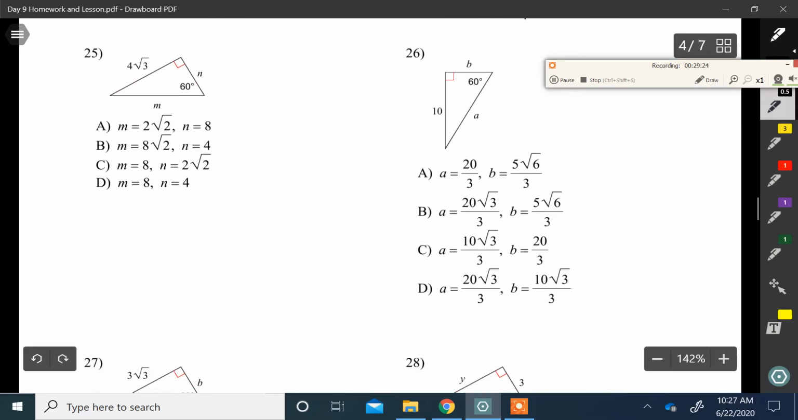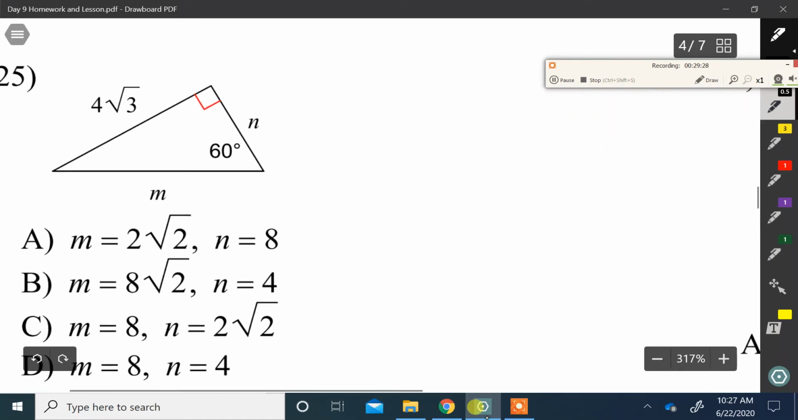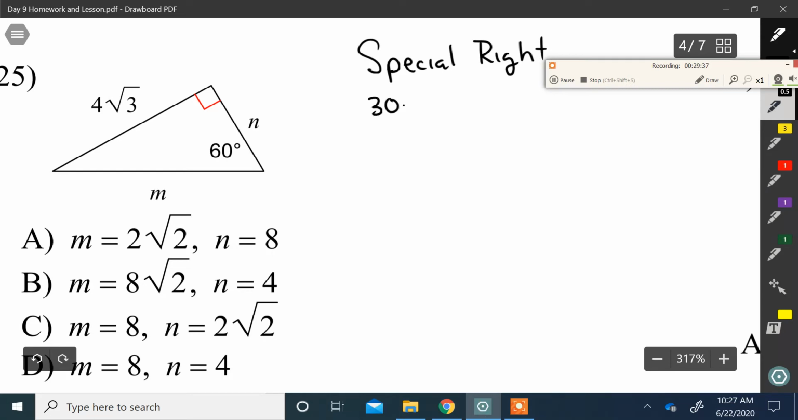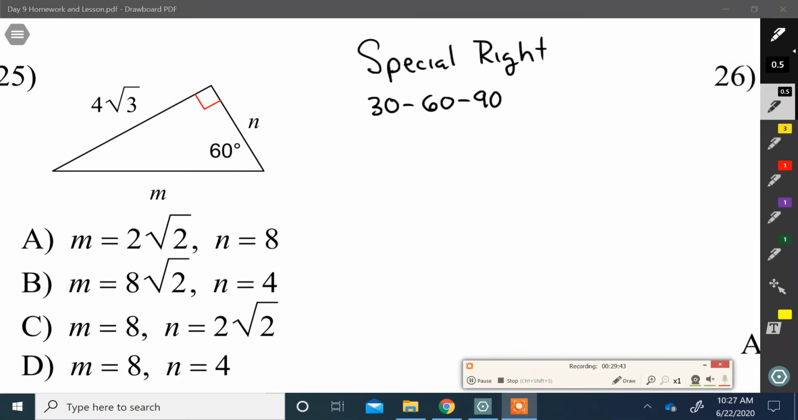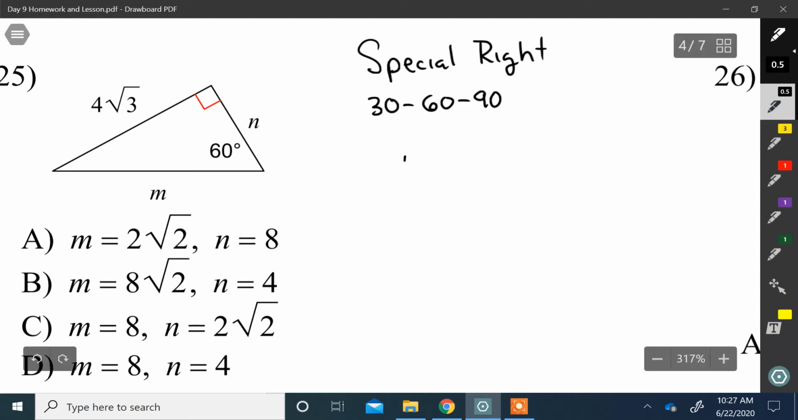All right, now let's talk about another special right triangle. And this one is usually more difficult. This special right triangle is called a 30, 60, 90. Let me actually put this away. A 30, 60, and 90 degree right triangle. And it works like this.